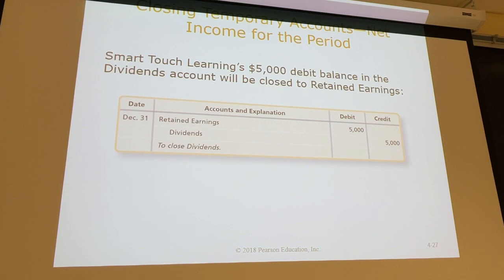dividends for $5,000. So this fourth journal entry, just like the third journal entry, accomplishes the same thing that we show when we prepare a statement of retained earnings. Retained earnings goes up by the amount of net income, and it goes down by the amount of dividends that are paid out.